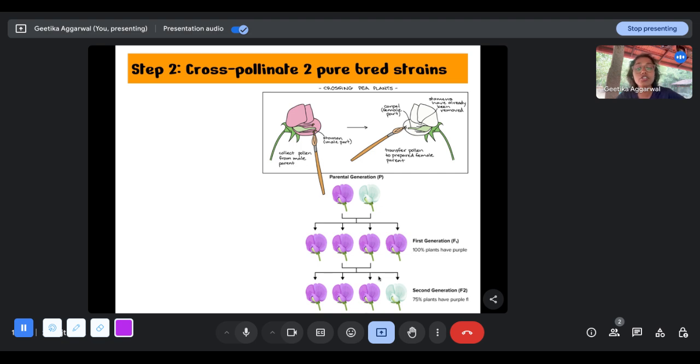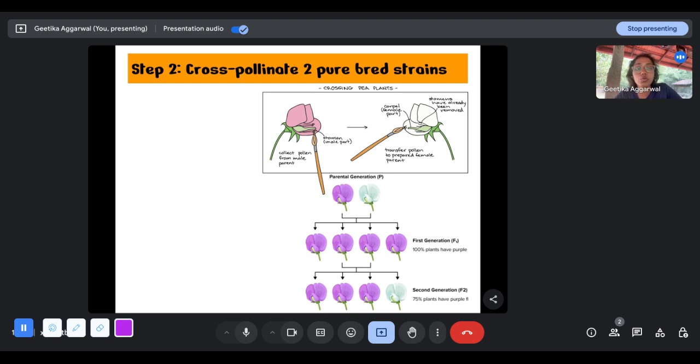In the second filial generation, he saw that some of the plants had purple flowers and some had white flowers. He was very surprised how this white trait, which was lost in the first generation, reappeared in the second generation. One important thing to note here was the ratio. Out of four plants, roughly three had purple flowers and one had white flowers.